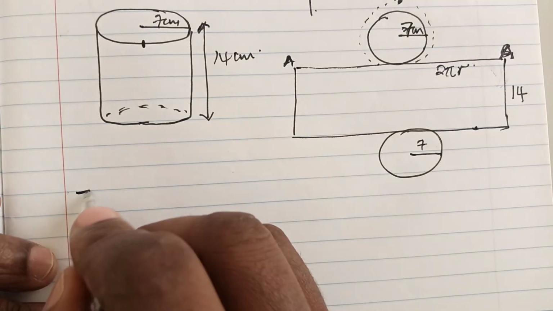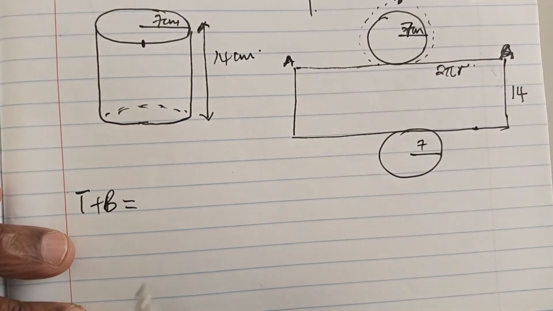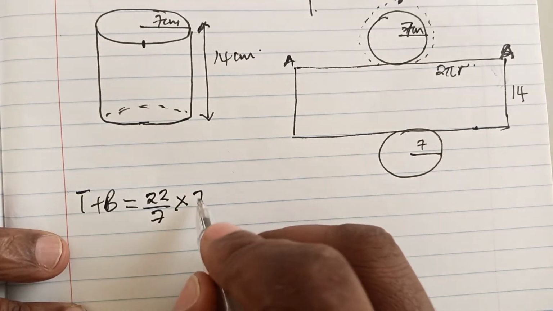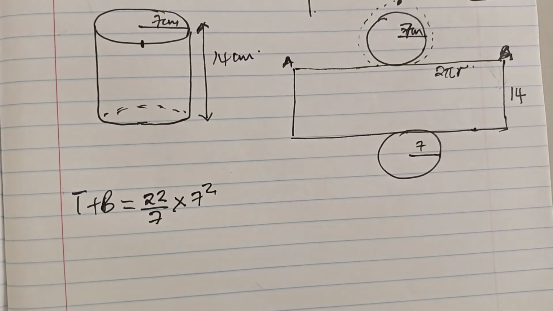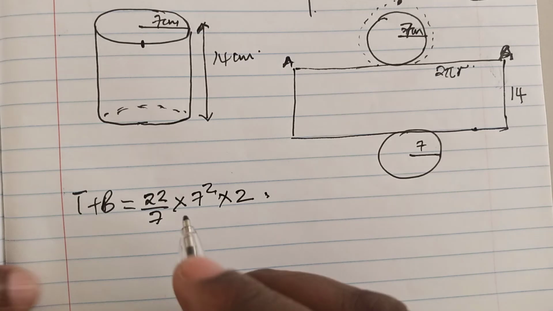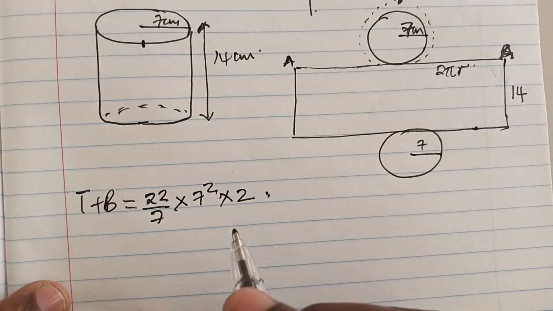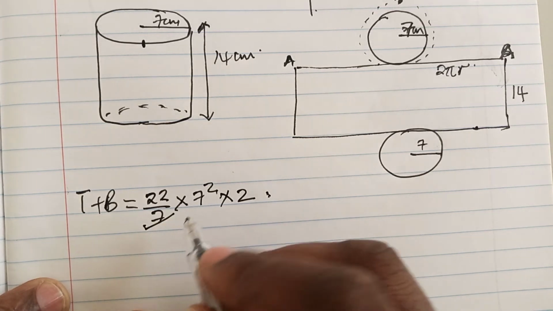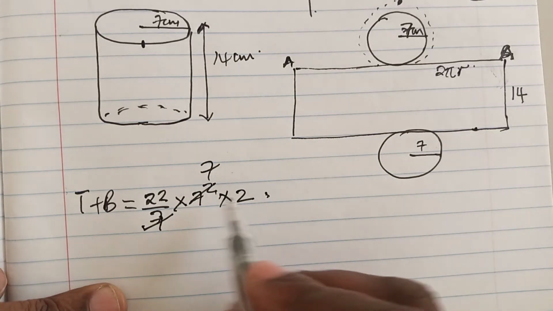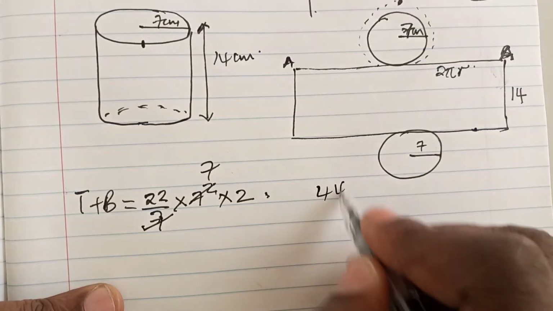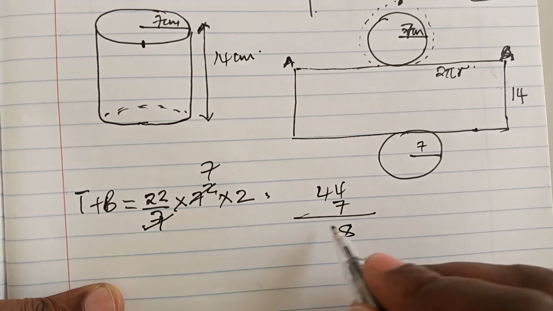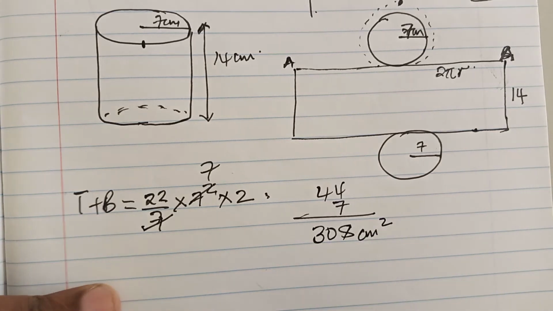Let us get the bottom, top plus bottom. What is the area of a circle? Pi, which is 22 over 7, times r squared, which is 7 squared. Of course, times 2. So pi r squared times 2, you get, 7 over 1, you will have 49 divided by 7 is 7, and then 22 times 2 is 44 times 7. This is 28, carry 2, 28 plus 2, that is 308 centimeters squared.